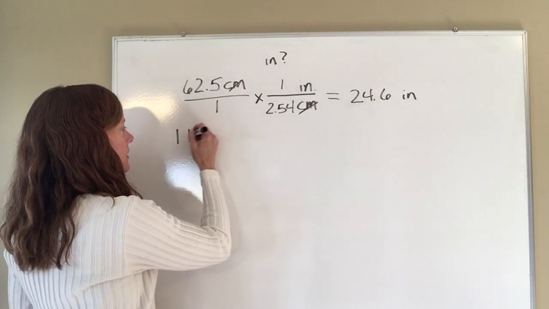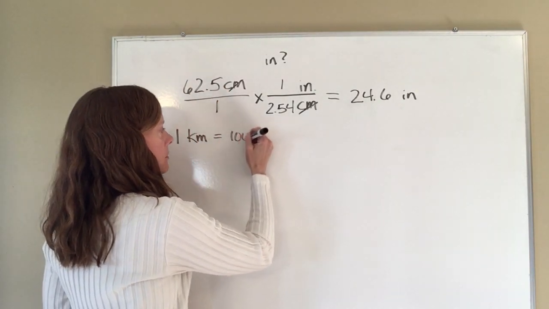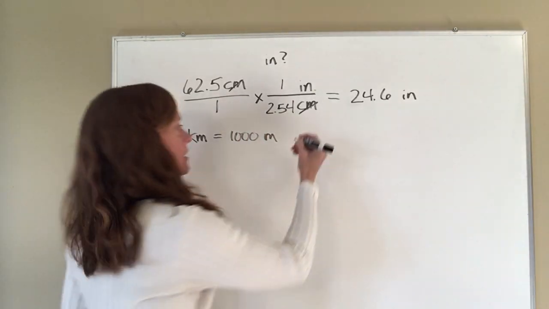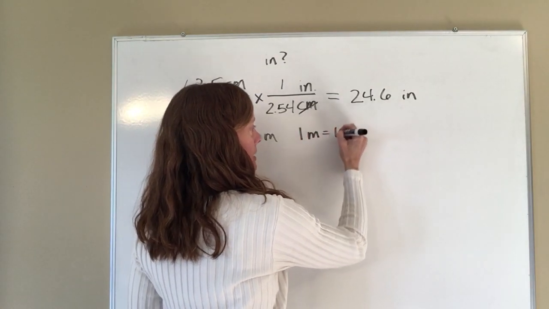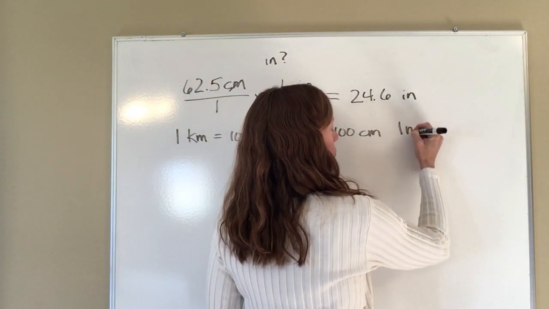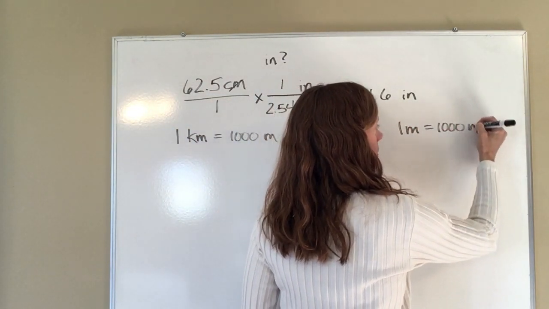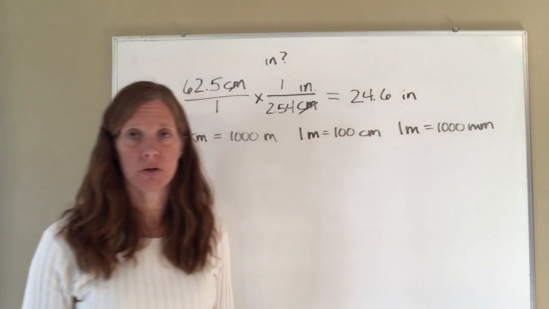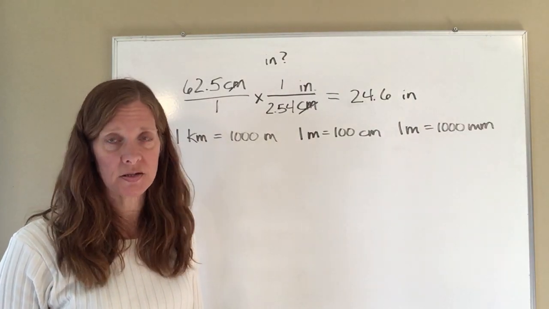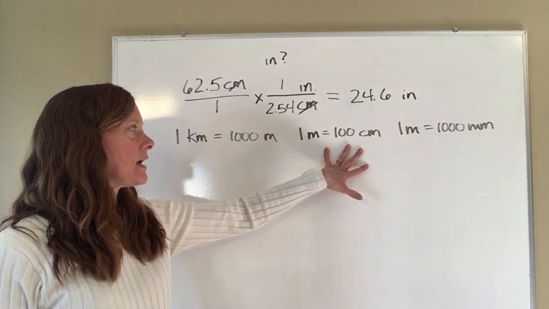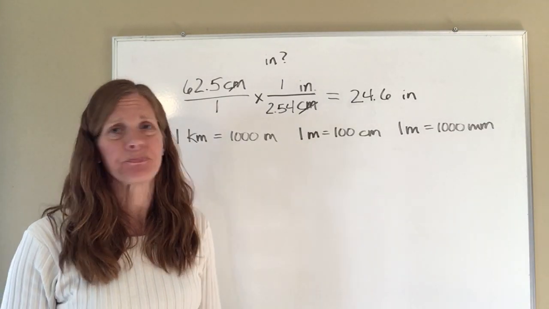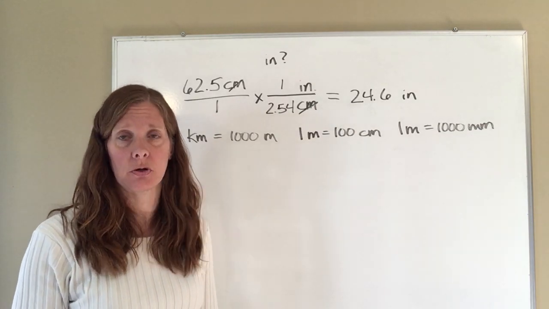One is that 1 kilometer is the same as 1,000 meters. Secondly, you need to know that 1 meter is the same as 100 centimeters. And thirdly, you need to know that 1 meter is the same as 1,000 millimeters. These 3 conversions you need to commit to memory. You have to have those memorized. He tends to say that 0.01 meters is 1 centimeter, and if you want to remember it that way, it doesn't make any difference because your answers are going to come up the same.